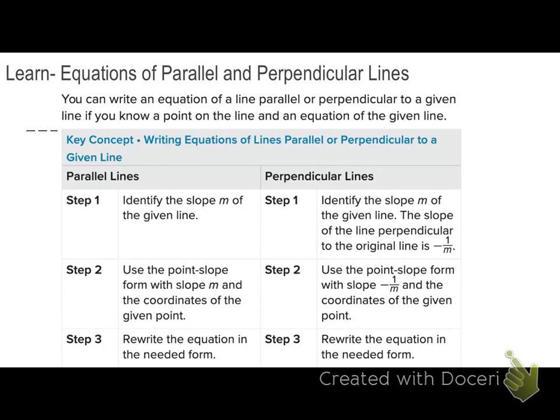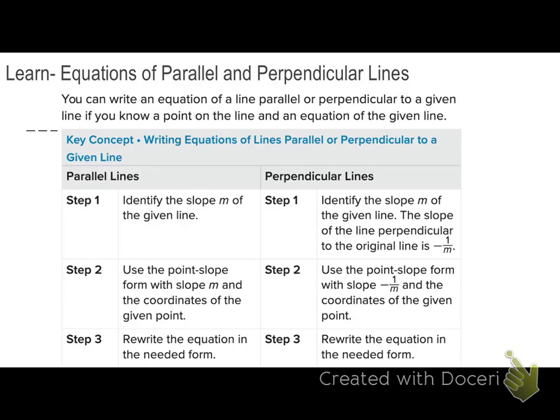Step 2, use the point that you're given. Use the point slope form with slope m and the coordinates of the given point. We're going to be given a point and a slope, so it makes sense to plug into point slope form, correct? Step 3, rewrite the equation in whatever form it wants your answer in. It could say, write it in slope intercept form, or write it in point slope form, or write it in standard form. You got to pay attention to what form it wants your answer in. Okay?